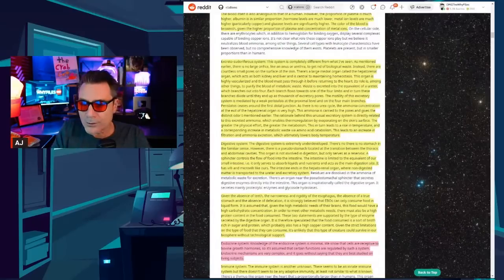There's a large medial organ called the hepatorenal organ, which acts as both kidney and liver and is central to maintaining homeostasis. This organ is highly vascularized, and the blood must pass through it before returning to the heart. Its role is, among other things, to purify the blood of metabolic waste. Waste is excreted into the equivalent of a ureter, which branches out into four. Each branch flows towards one of the four limbs, and in turn, these branches divide until they end up as thousands of excretory pores. The motility of this excretory system is mediated by a weak peristalsis at the proximal level and on the four main branches.